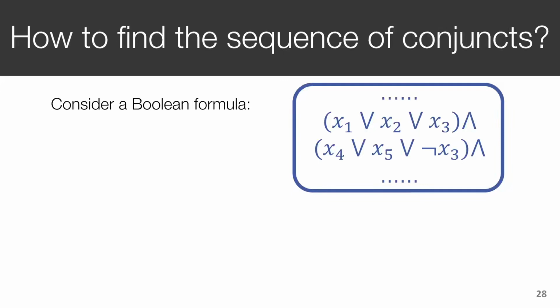So how can we find the sequence of conjuncts? Let's first consider a Boolean formula like this. It is in the conjunctive normal form. It means the whole formula is a conjunction of one or more clauses, and each clause is a disjunction of variables.